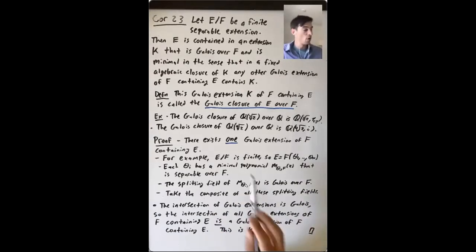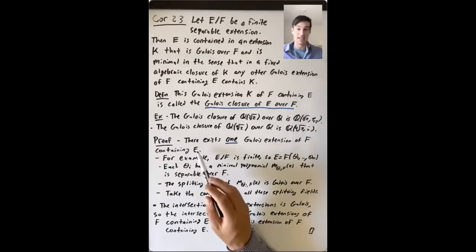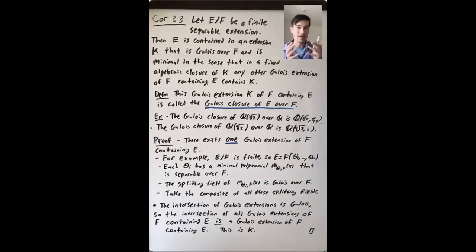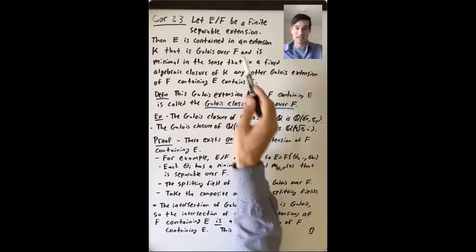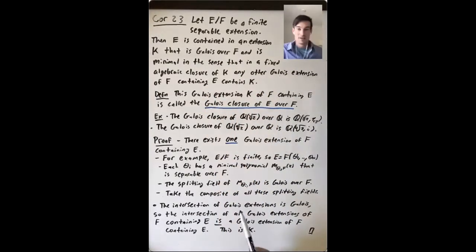So that gives us one Galois extension of F containing E. But maybe this one isn't minimal. Maybe there's some other Galois extension of F containing E. Well, we have this one, and we have this other one. If we take their intersection, then we get a smaller Galois extension of F containing E. The main idea is that the intersection of Galois extensions is Galois.